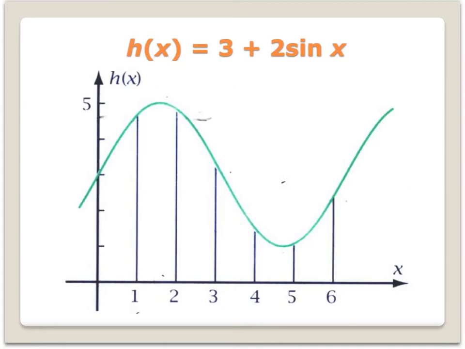So let's take a look at this function, okay? Let's try to estimate the area of this equation, 3 plus 2 sine x, from, let's say, 0 to 6. Remember, you have to write the dx. And let's use 6 subintervals, but let's take an upper sum. Okay, so remember, we're going to take the highest point.